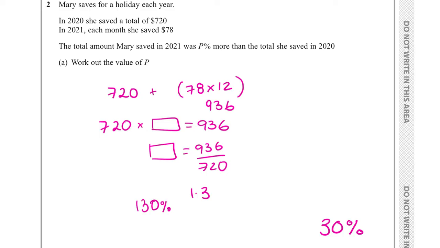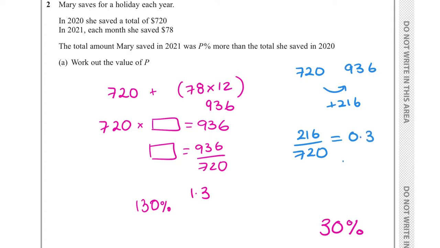Now, if you wanted to do this a different way, we could think about it if we're not using the multiplier way. 720 to 936, what's the difference? 936 minus 720. So we added 216. What's 216 as a percentage of 720? 216 divided by 720 is going to give me 0.3, which is 30%. Either way is completely correct. Depends how your brain works.